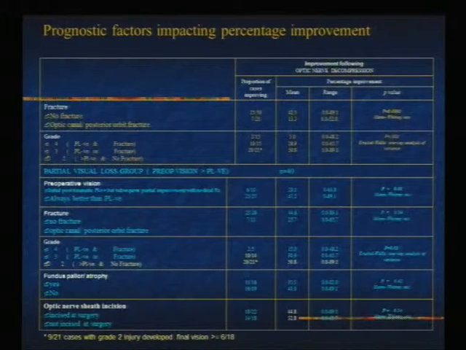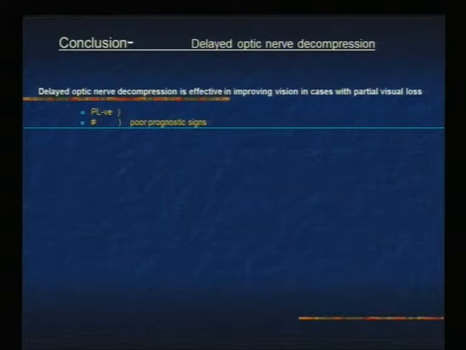The grade of injury, these injuries are graded depending on whether they have fractures and PL negative. Grade 2 is injury when patients' vision never dropped to PL negative and who never had a fracture. This is a good prognostic group. And the last analysis shows the effect of an optic nerve sheath incision. So patients who have had optic nerve sheath incisions have tended to improve more than patients who haven't had an incision. So 45% recovery in patients who had optic nerve incision and 33% in those who didn't. So that's what we tend to do now.